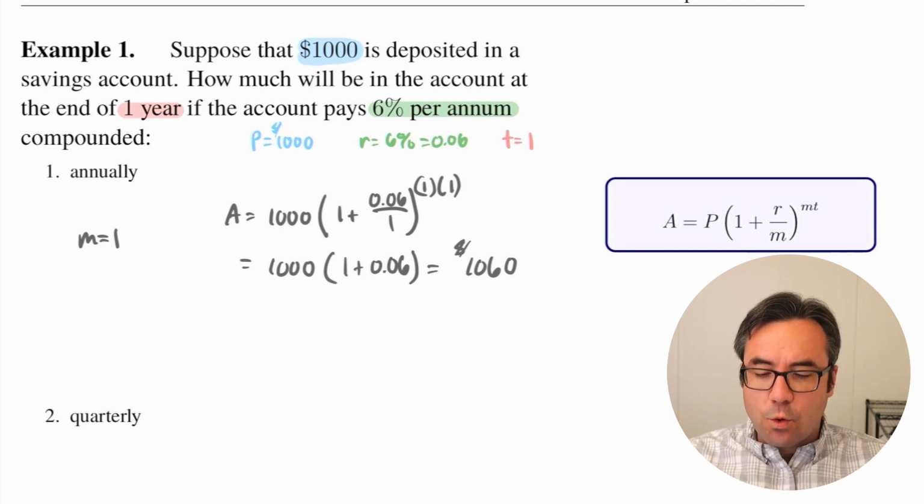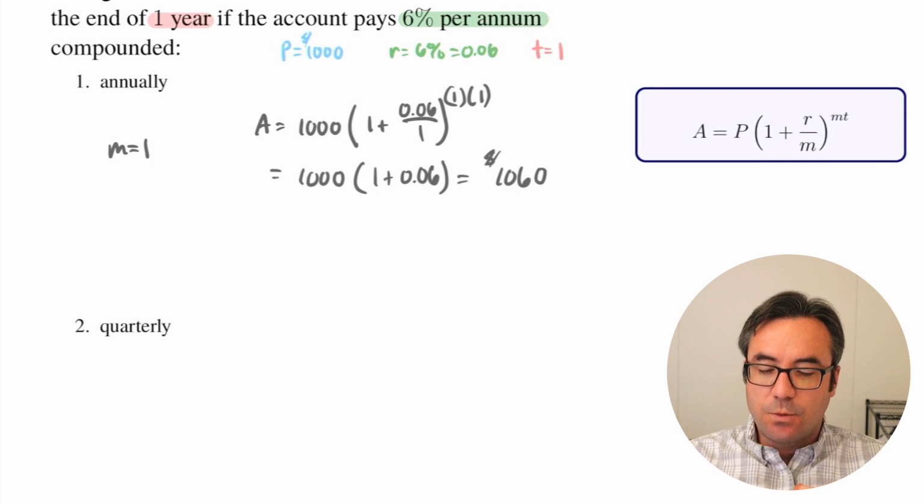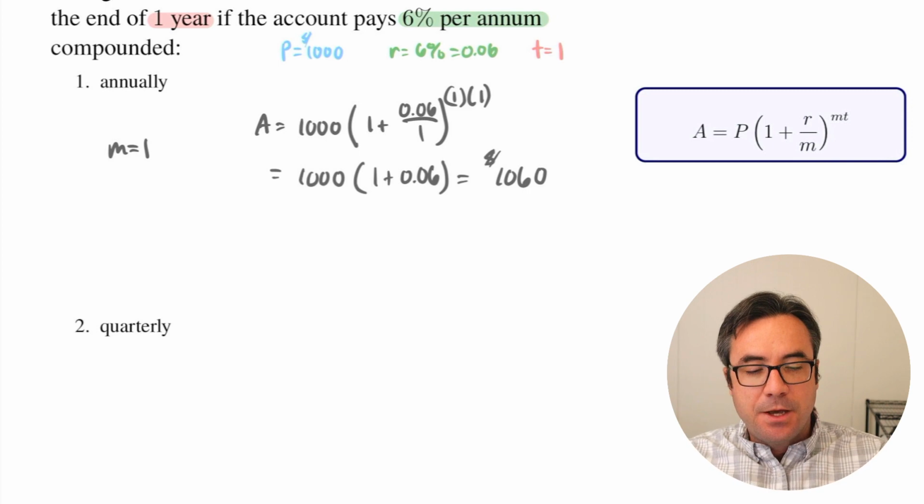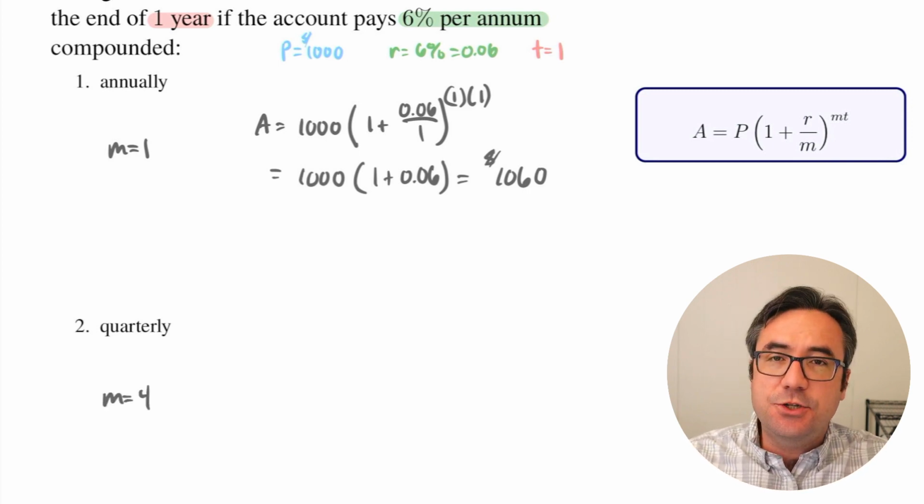Well, now let's try quarterly. So what's going to happen quarterly? Well, the bank essentially divides the year up into 4 quarters, and they're going to pay us interest at the end of each of those quarters. So what's going to happen is the bank is going to pay us interest 4 times during the course of the year.